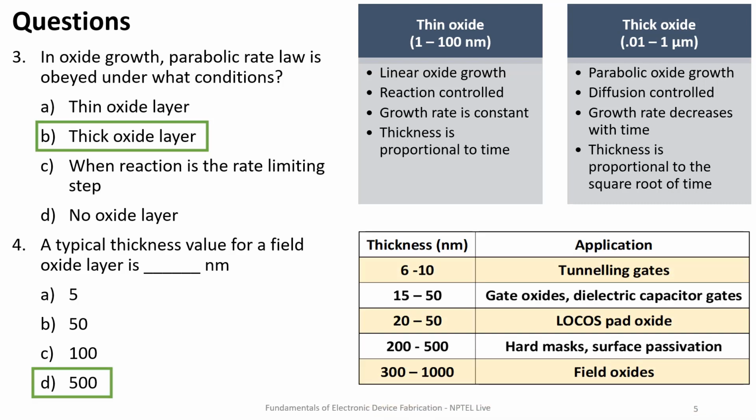So basically, this is the application versus thickness for different gate and oxide layers. 6 to 10 nanometers or 5 nanometers will usually be observed in case of tunneling gates. 15 to 50 in case of gate oxides, dielectric capacitors, gates, etc. Pad oxides will be in the range of 20 to 50 nanometers, 200 to 500 for hard masks and surface passivation layers. Finally, field oxides will be in the range of 300 to 1000 nanometers. So that is the typical thickness value for different oxide layers.